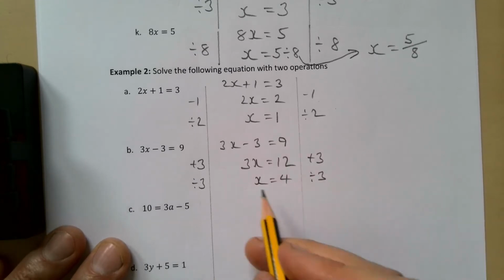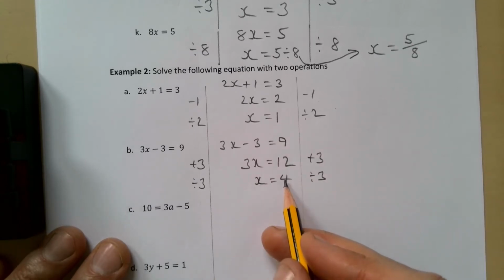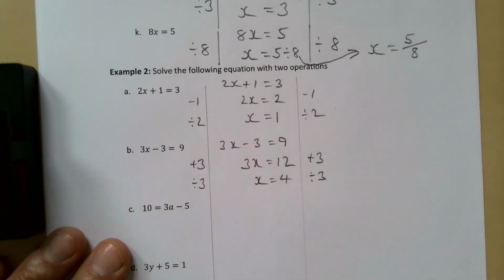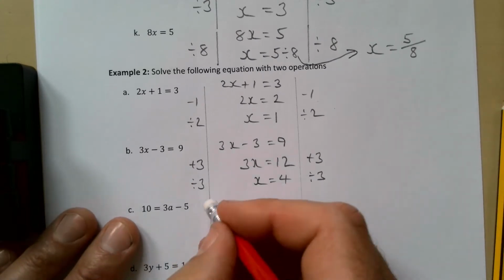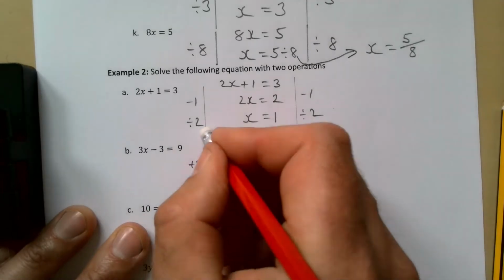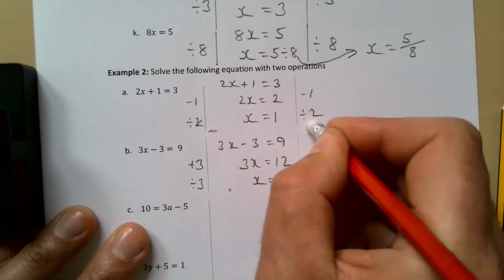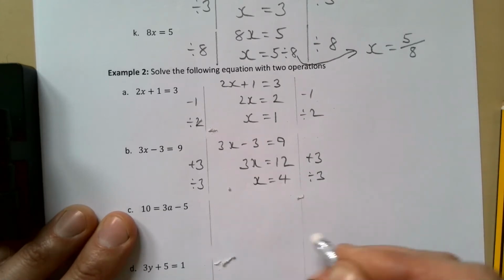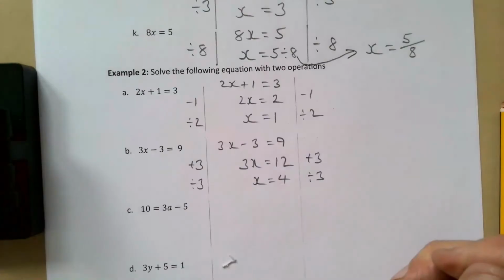Let's check and see if we've got the right number. We reckon 4 is the only number that's going to work for this. 3 times 4 gives me 12. Take away 3 gives me 9. So sure enough, that one has worked. There should be kind of gaps in between these. Don't be thinking it should be one line for each question. I'm worried about confusing people. There's a line going down there for each one.